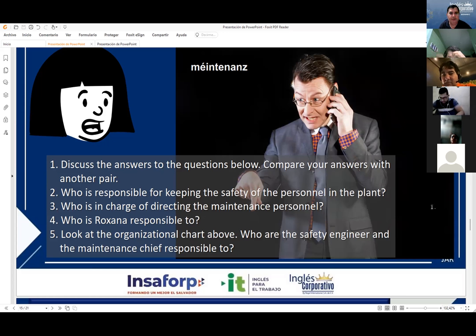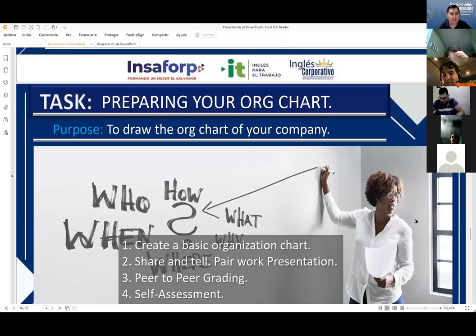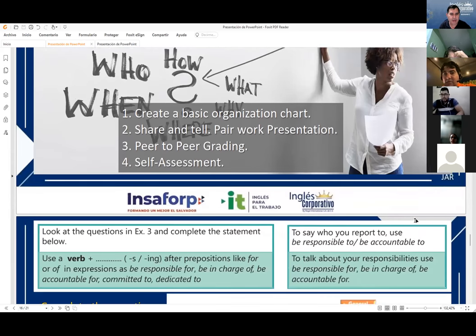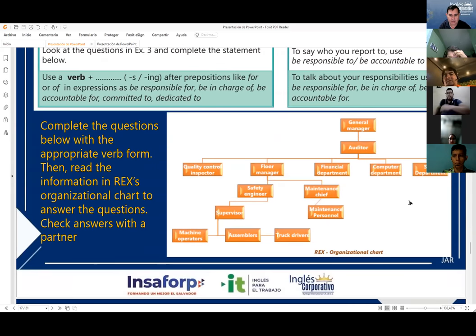Okay. So, let's check the chart. Ah, teacher, we have the chart. Aquí está el chart. Okay, ¿a quién le responde? ¿A quién le da cuentas? Safety engineer and maintenance chief.